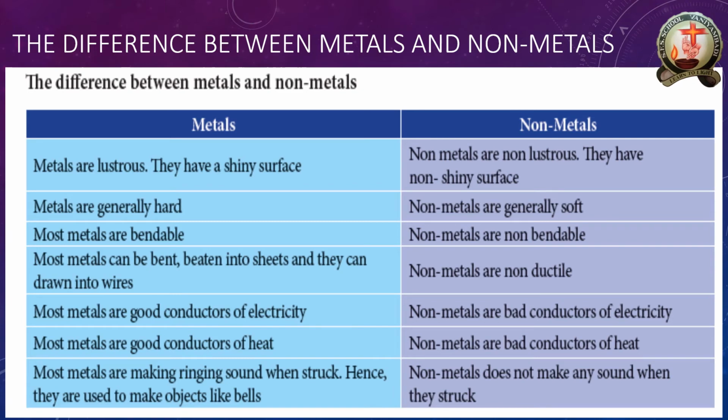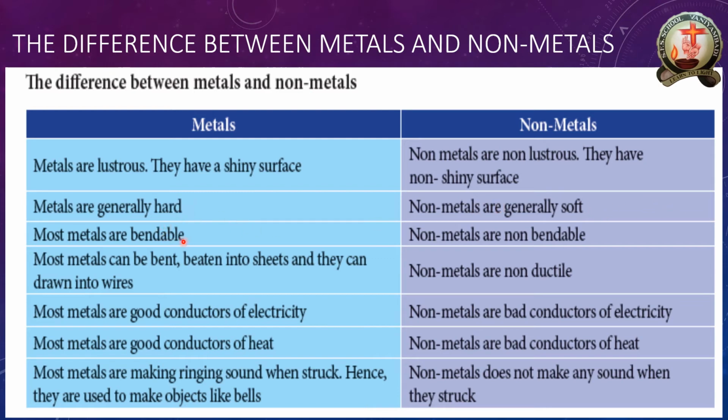Then the difference between metals and non-metals. Metals have luster, a shiny surface. Luster means the surface is very tightly held together. A non-metal is non-lustrous, meaning it does not have a shiny surface. Metals are generally hard. We know that: the best examples are iron and the copper utensils in a home. Non-metals are generally soft. The best example is a chalk piece.